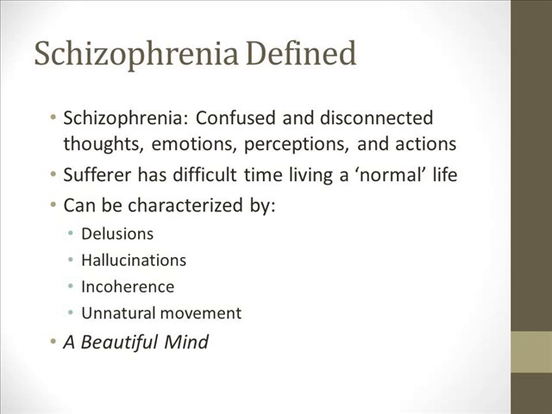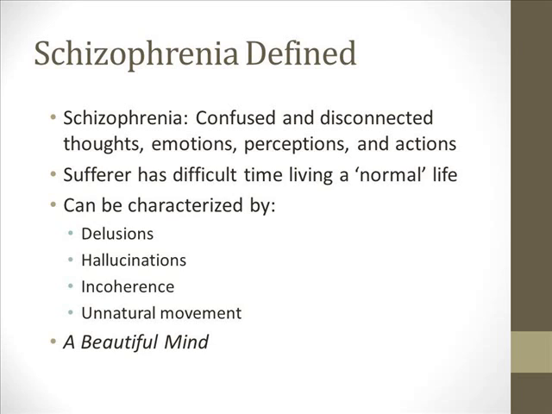Hallucinations, very similar. Incoherence, the inability to speak in normal patterns of speech. Unnatural movement, where a person may be catatonic or completely rigid for long periods of time, or moving in strange and odd ways. This is kind of the classic. When you think of a mental institution, an awful lot of times what those people are suffering from would be a schizophrenia type disorder.